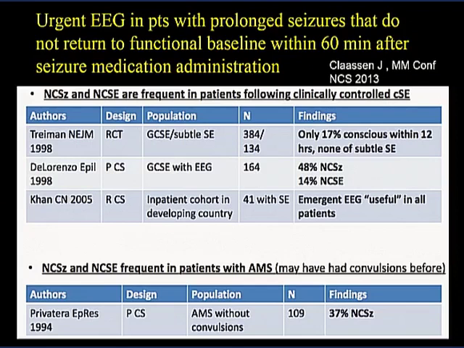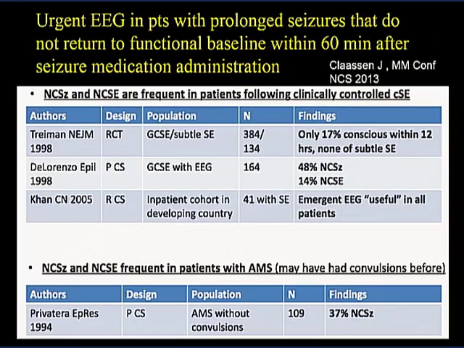So this is showing that getting an EEG in patients that don't return to baseline is important. I already mentioned that a little bit, but this is showing that in some group of patients, 17% were conscious within 12 hours and had no status, but in this particular group, 48%, after they had previously stopped seizing, were back in non-convulsive status versus 14%. Also seen in another small subset of status epilepticus.